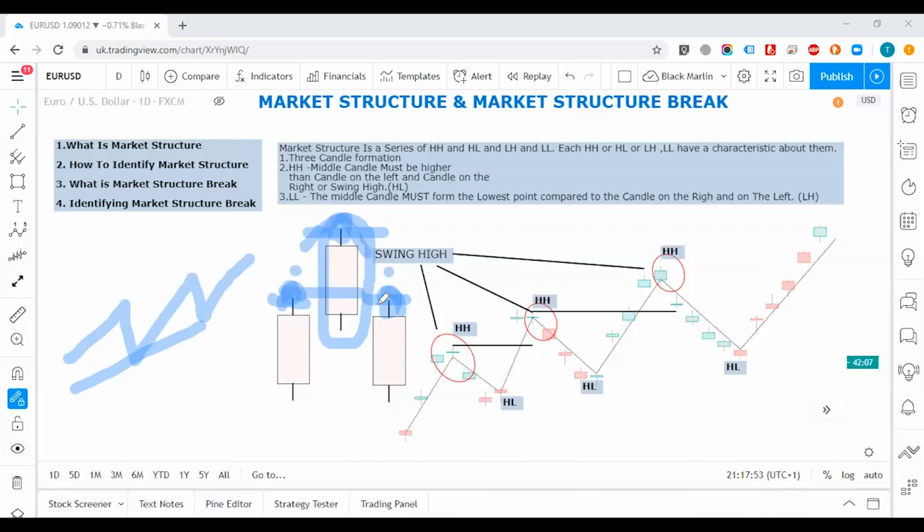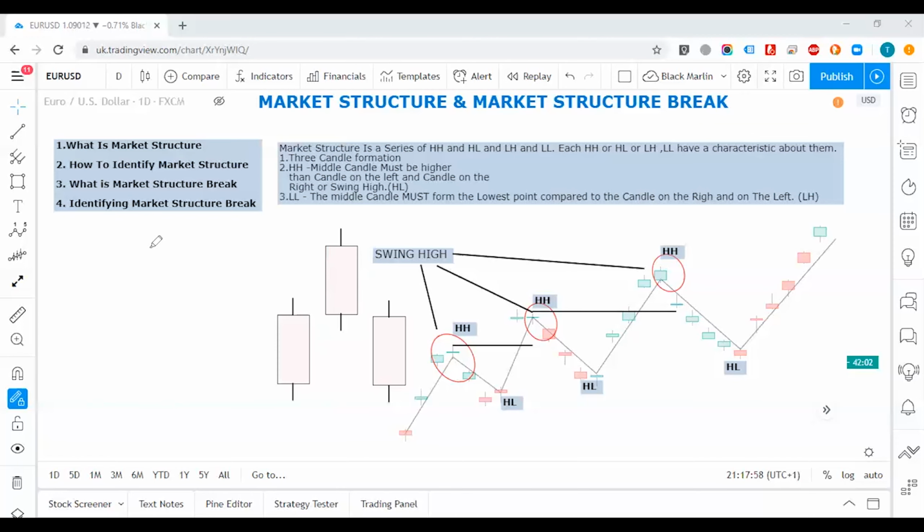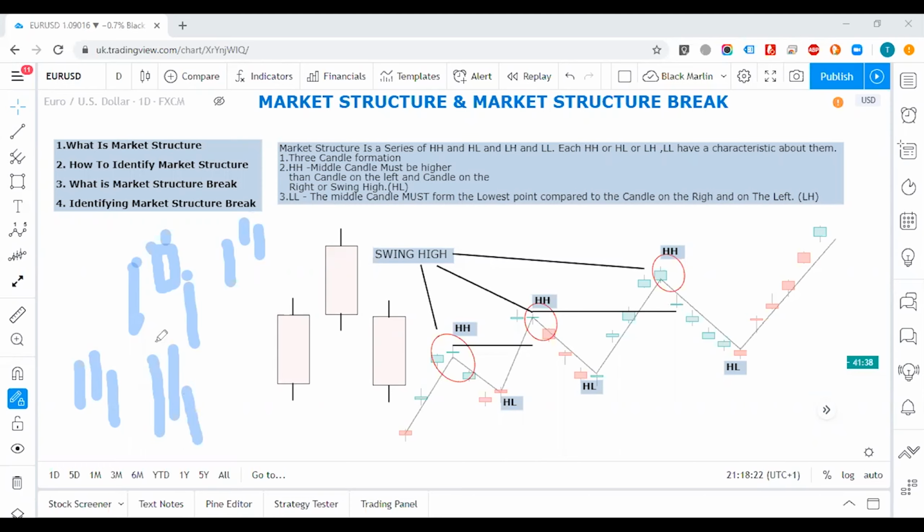So it wouldn't come across looking beautiful like this all the time. This just looks like a perfect candle. Sometimes the high of one is there and the high of the second could be lower there. Some could look this way, very close to the high, and another one that way, and lower down here. So you could have variations, but what matters is the middle candle must create the highest point. That is the main point. The middle candle must create the highest point.